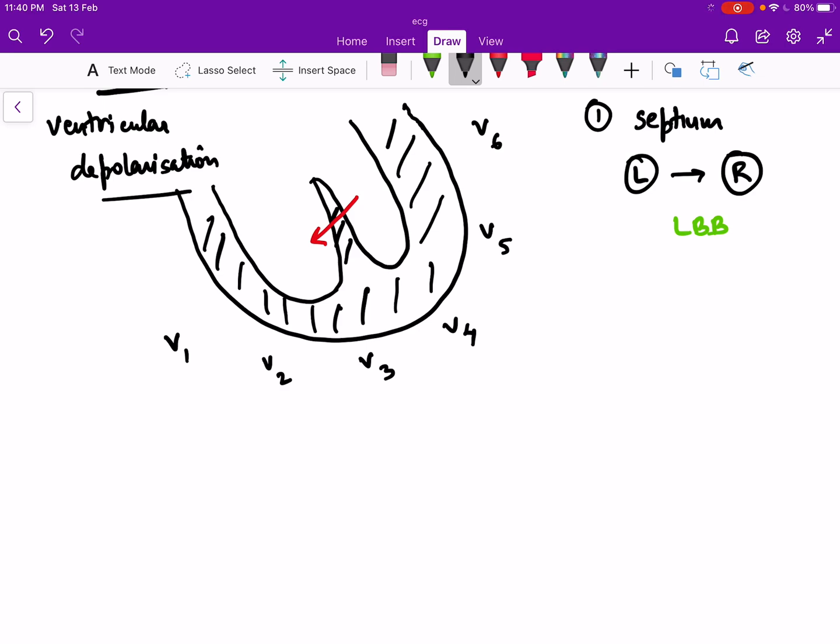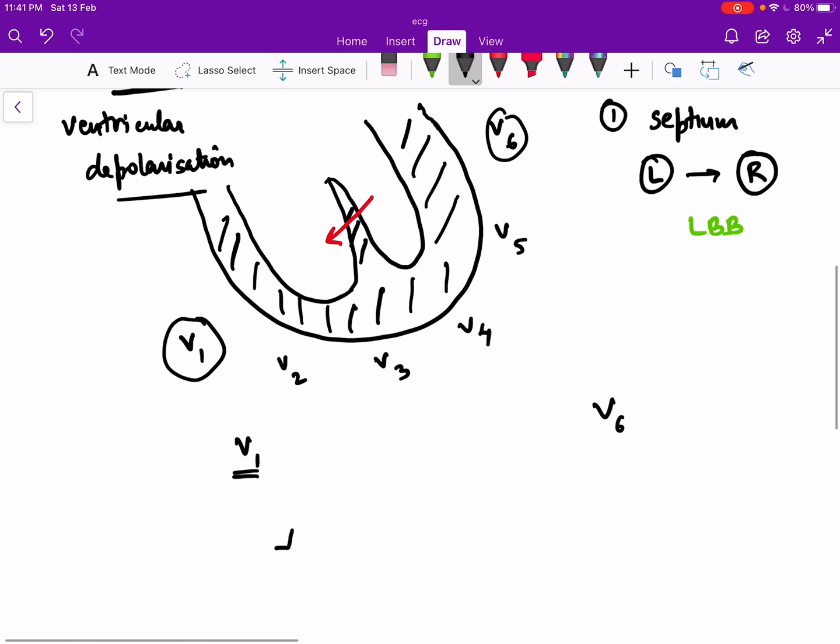So if you see lead V1 here, if this is the baseline, you can see that the initial depolarization direction is towards V1 and it goes away from V6. So in lead V1, initially the septal depolarization causes a positive deflection, whereas in V6 you have a negative deflection.